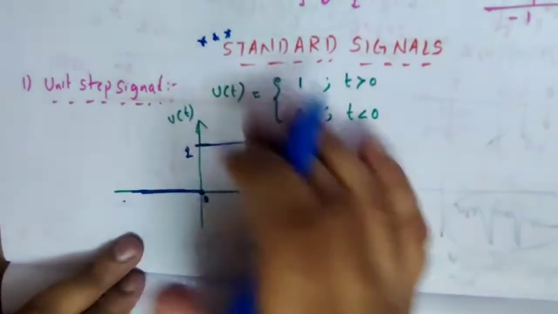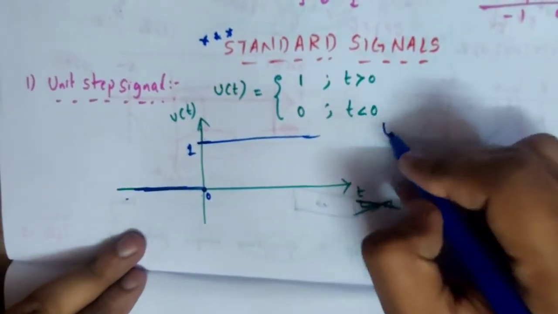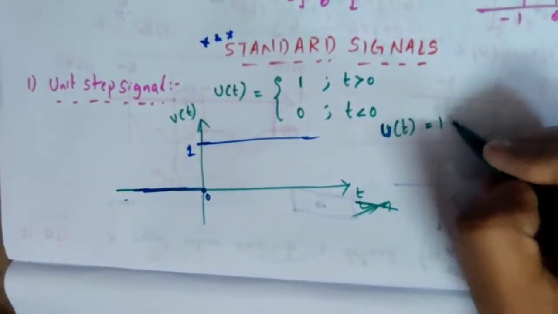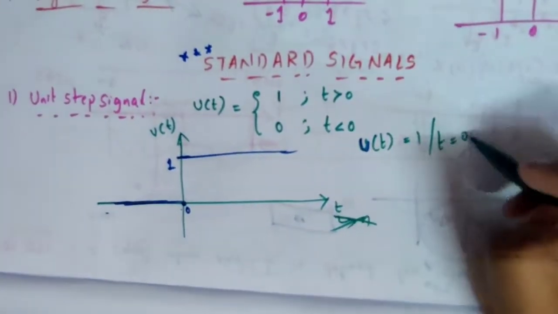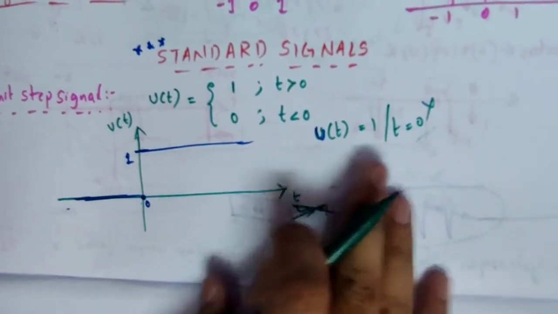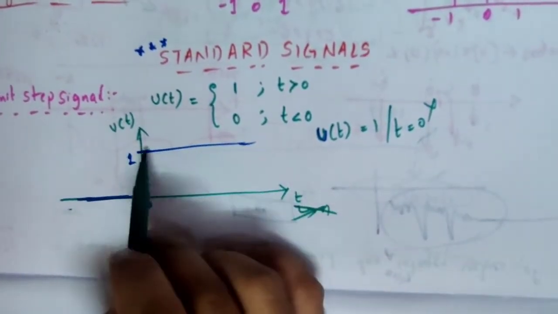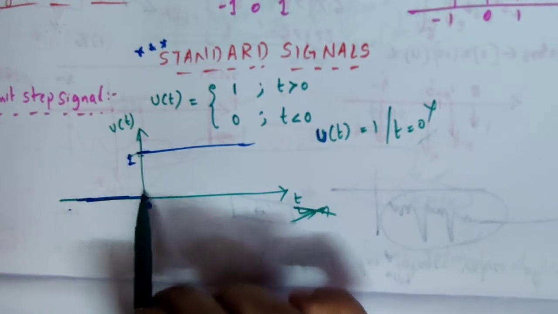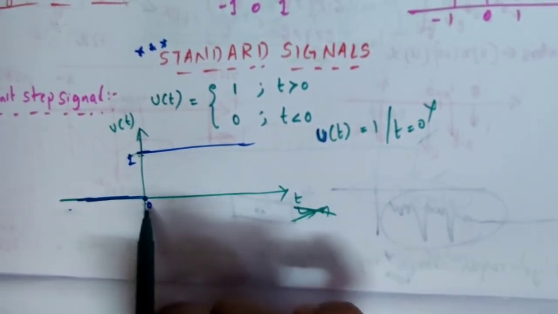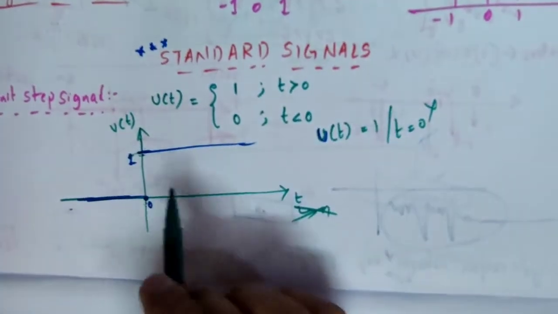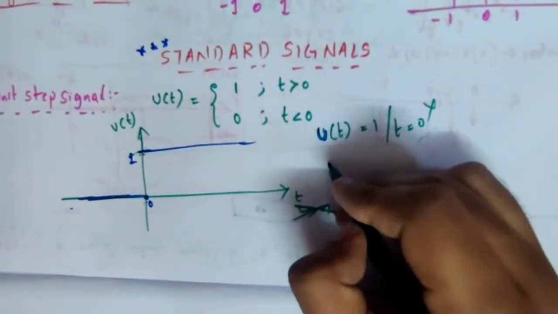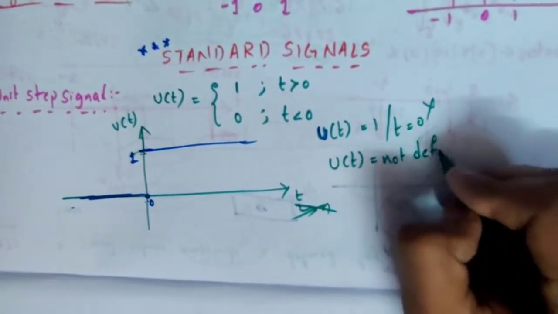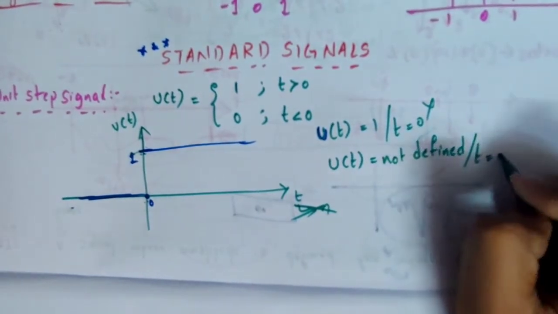There is a common myth among many students that u of t is equal to 1 for t equal to 0. This is wrong. Many students might be thinking so because, even if you see the graph, it looks like the value is 1 at the instant t equals 0. But this is not true. In particular, u of t is not defined at t equal to 0.